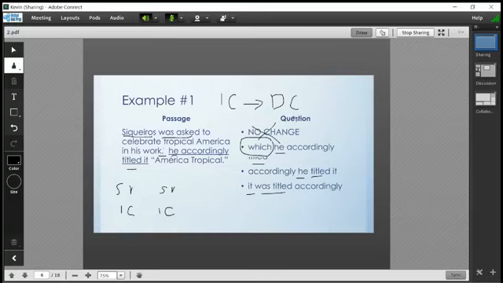One great thing is that your ear will be a very good guide. If I broke this up, Siskeros was asked to celebrate Tropical America in his work. That sounds perfectly fine as a sentence. Let's talk about what comes after. If I just focus on that portion, which he accordingly titled America Tropical, it does not sound like a sentence on its own. Again, your ear will actually be a much better guide than you think. So we know that can't be a sentence on its own. So I have the independent clause and dependent clause, and the comma in that instance is going to be correct.